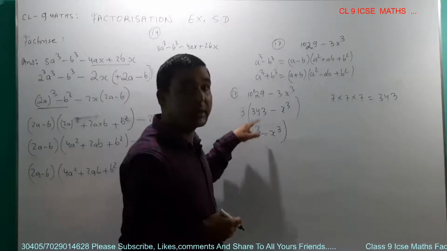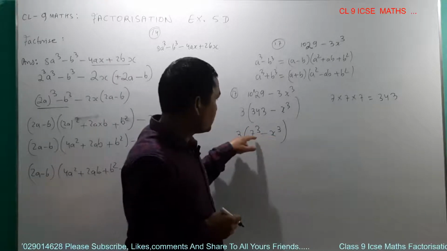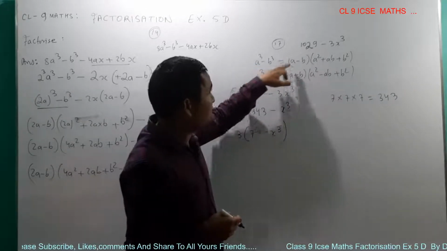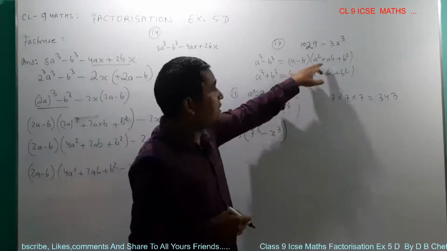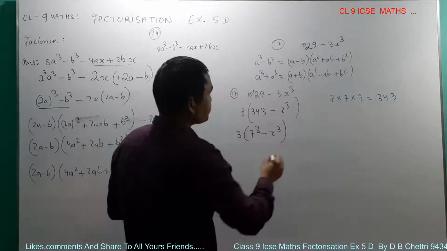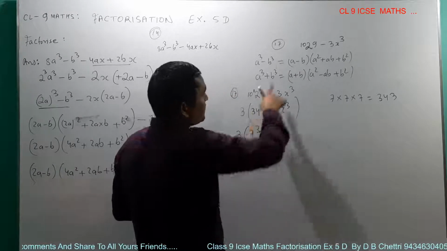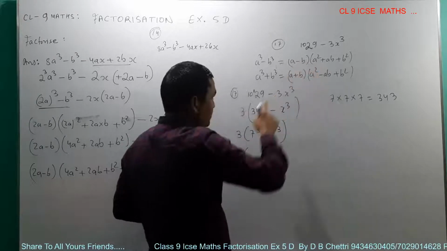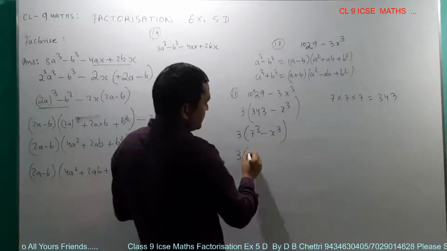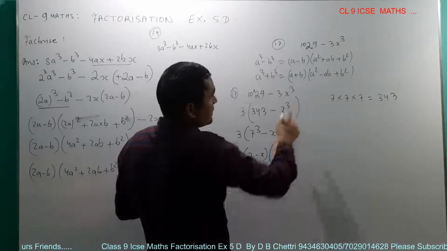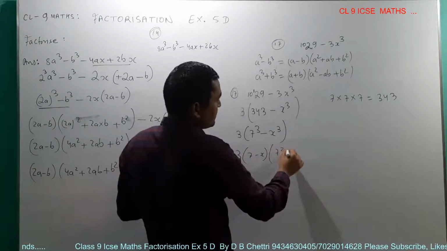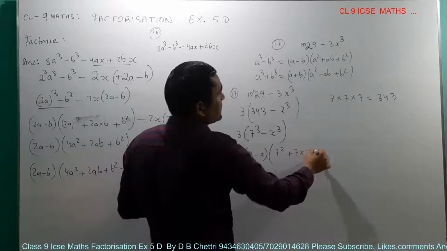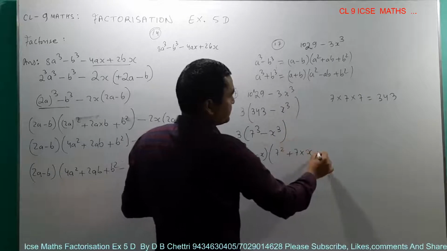What kind of formula is there? a³ minus b³. Let's use the a³ minus b³ formula to factorize it. a³ minus b³ is (a minus b)(a² plus ab plus b²). In place of a, replace 7, and b is replaced by x in the formula. That means a minus b is 7 minus x, and a square means 7², and plus a into b means 7 into x, and plus b square means x².